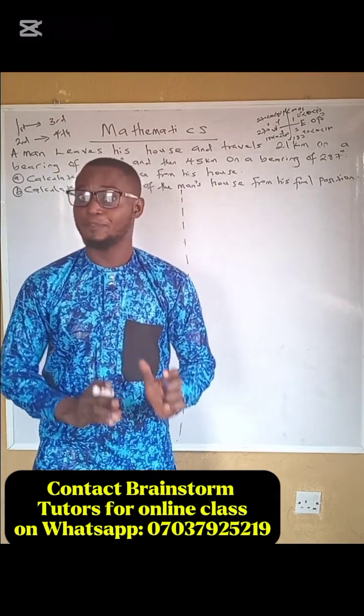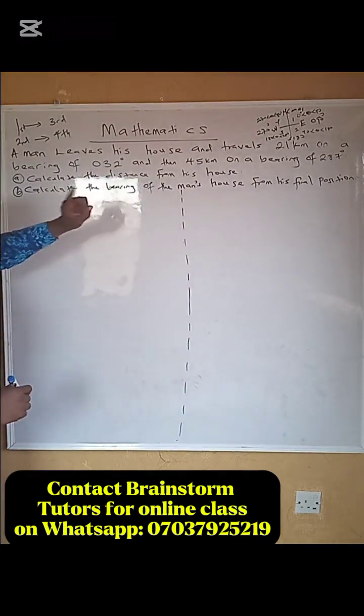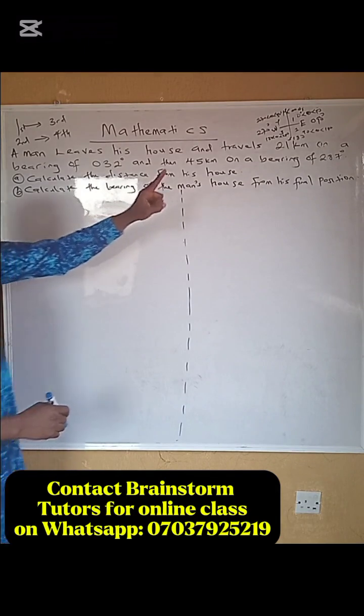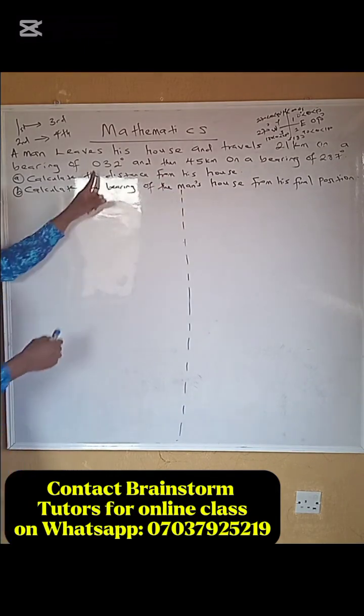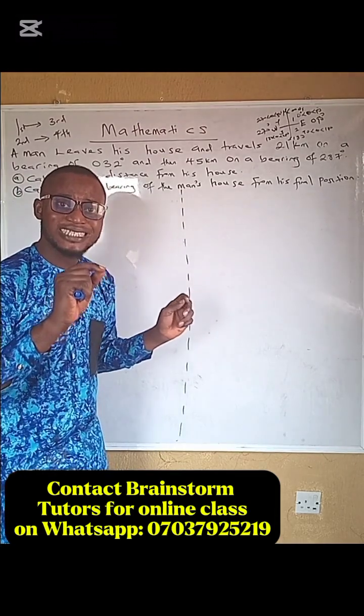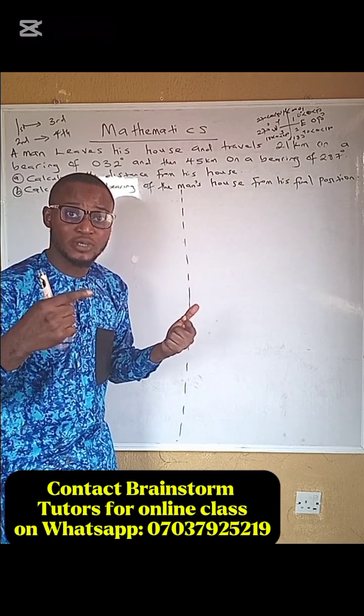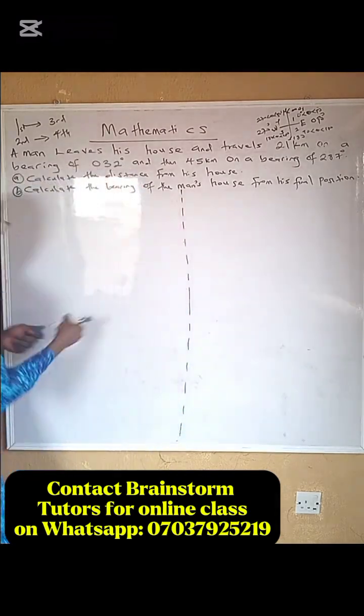Whenever you are solving a bearing problem, let's go with this question. It said, a man leaves his house and travels 21 kilometers on a bearing of 32 degrees. Remember, 32 degrees falls in the first quadrant. So if the man is starting from the first quadrant, his first destination is going to be in the third quadrant. Like this.